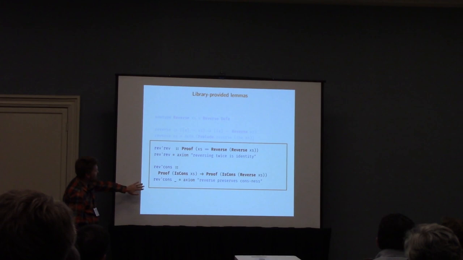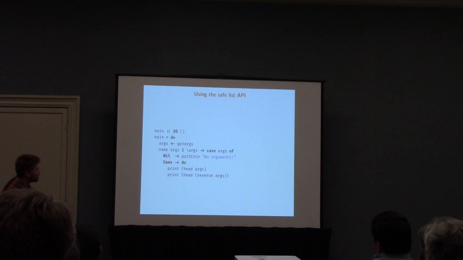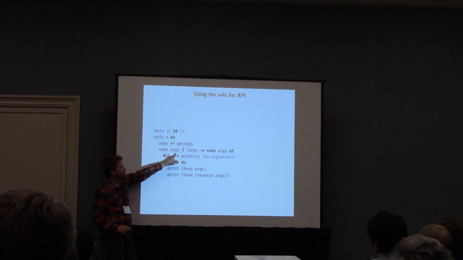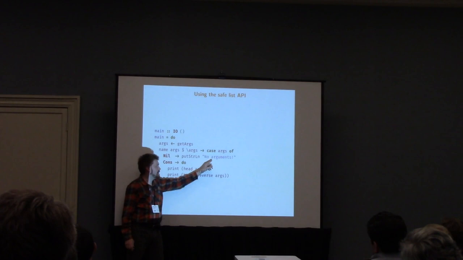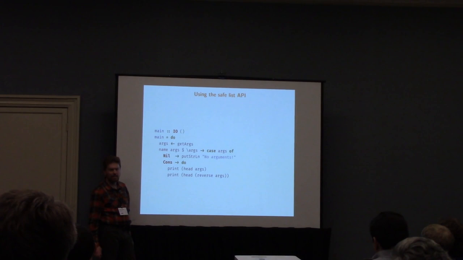Okay, so how can the library user make use of this? Here's a safe function, almost. We get the arguments, and we inspect them after naming them. If they were nil, we say, hey, there weren't any arguments. And if it was a const, then we print the head, and we print the head of the reverse of this list of arguments. So GHC is going to complain if I try to compile this program.